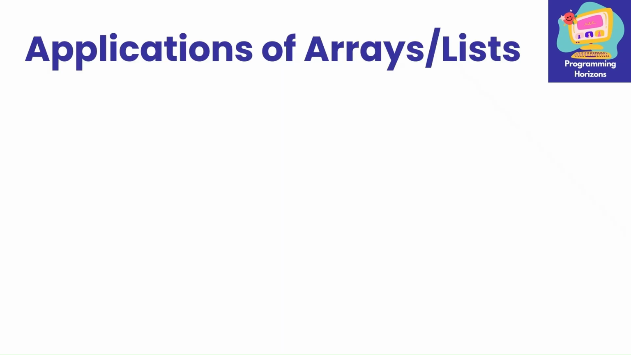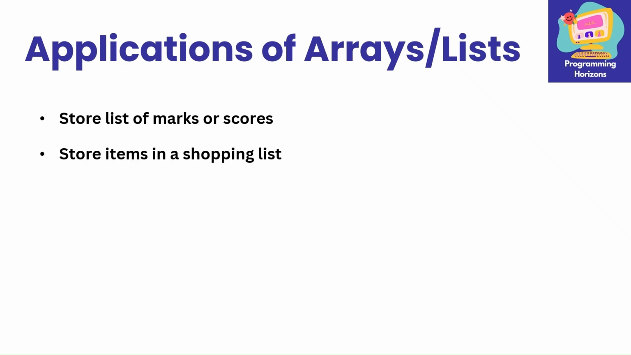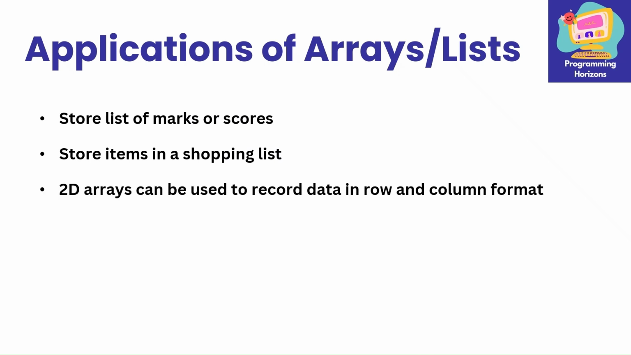Coming to the applications of arrays and lists, first of all, we can use them to store list of marks or scores in games. We can also use to store items just like in case of a shopping list. 2D arrays can be used to record data in row and column format. We have already covered this in C++ matrix videos.